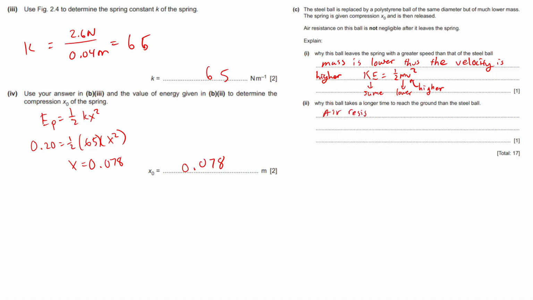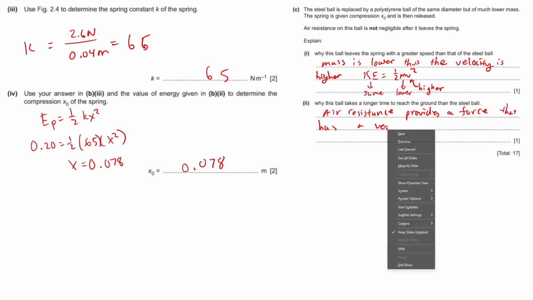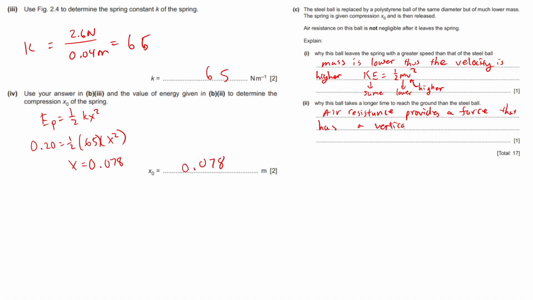Why does this ball take a longer time to reach the ground than a steel ball? Well, air resistance provides a force that has a vertical component against the falling ball, basically. Which means it reduces the acceleration as it reaches the ground.